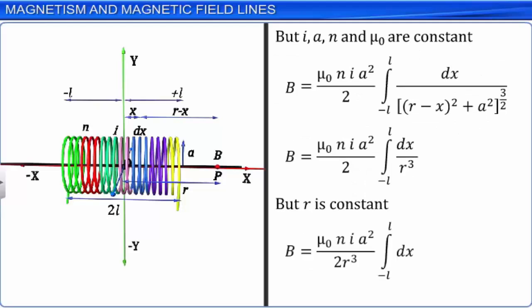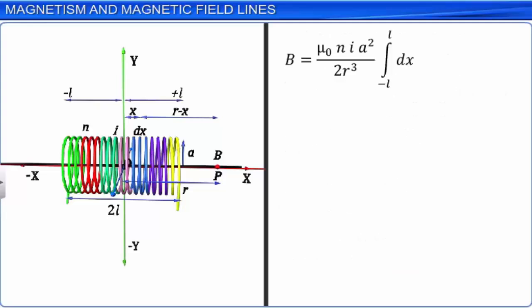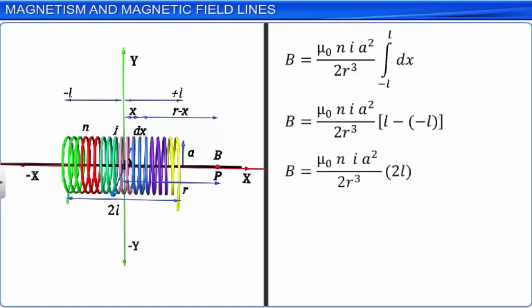On integrating and substituting the limits, we get the magnetic induction B equal to mu naught n I A square by 2R cube into 2L. By multiplying the numerator and denominator of the expression with pi and rearranging the terms, we get the magnetic induction B equal to mu naught by 2 pi into n I 2L pi A square by R cube.